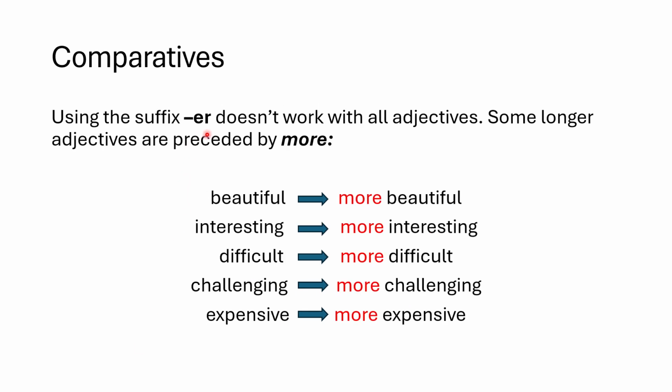Using the suffix ER doesn't work with all adjectives. Some longer adjectives are preceded by more. Beautiful becomes more beautiful. Interesting becomes more interesting. Difficult becomes more difficult. Challenging becomes more challenging. Expensive becomes more expensive. It is grammatically incorrect to say, for example, beautifuler or difficulter.